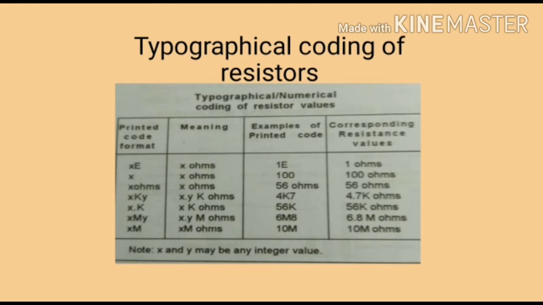If the printed code is 4K7, then the corresponding resistance value will be 4.7 kilo ohm. If the printed code is 6M8, then the corresponding resistance value will be 6.8 mega ohm. And if the printed code is 10M, then the corresponding resistance value will be 10 mega ohm.